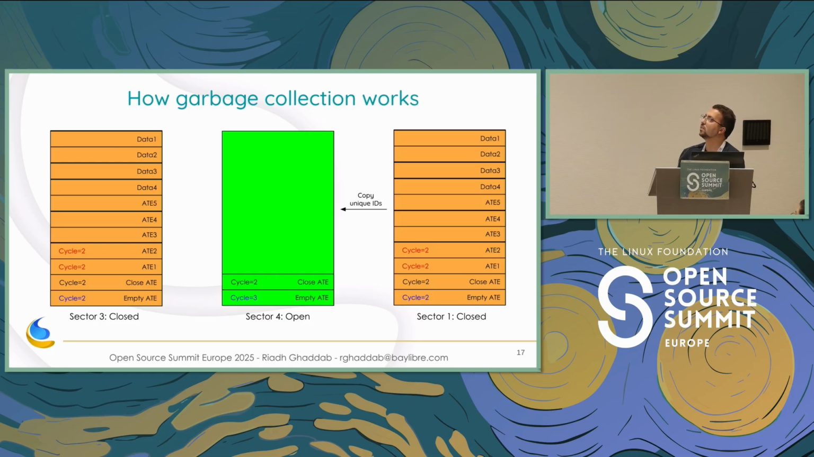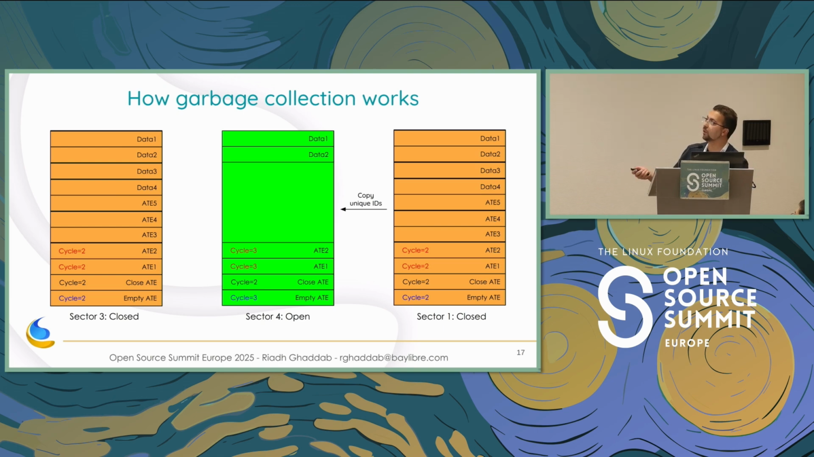What does it mean, the unique IDs? It means that we only copy data that is useful, that has not been overwritten in most recent sectors. The most recent sectors, for example, here are sector 3 and 2. So if data in sector 1 has been overwritten in sector 2 or 3 with the same ID, we don't need to copy it again in the open sector. But if a data is old and has never been overwritten, we need to keep it. So we copy it into this sector.